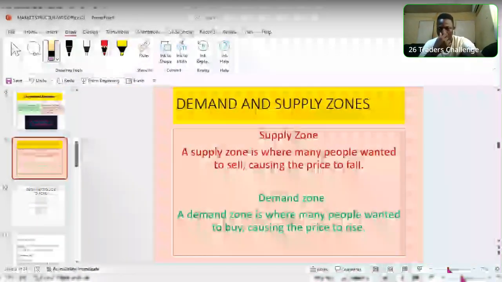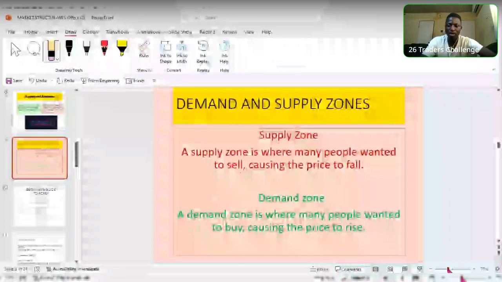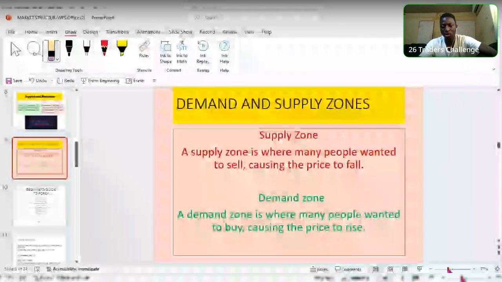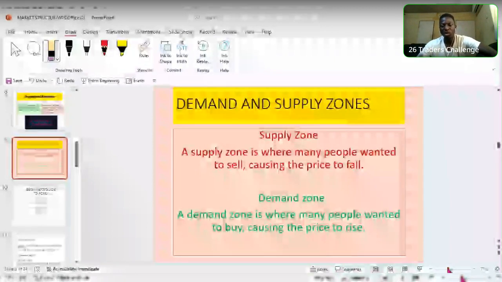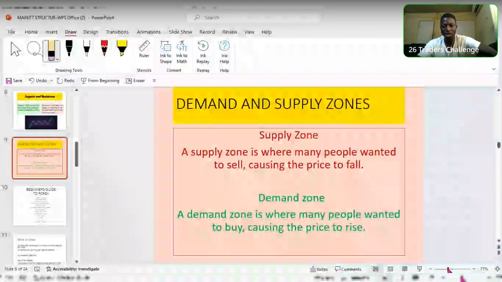Demand and supply zones. Supply zones are where many people wanted to sell, causing the price to fall. It's just vice versa, synonymous to support and resistance zones, but this terminology is used under the smart money concept. Demand, supply, order block, liquidity, all of that falls under the smart money concept. So demand and supply is what I use basically.